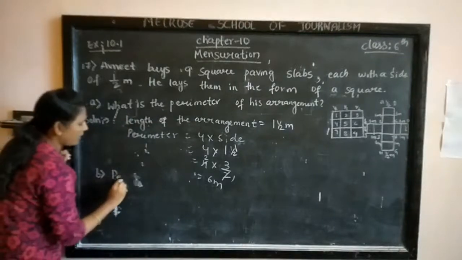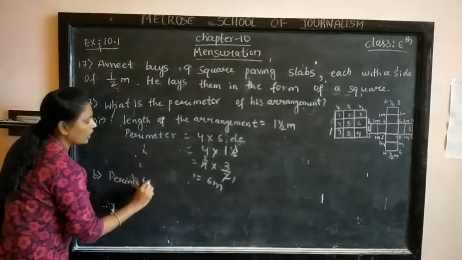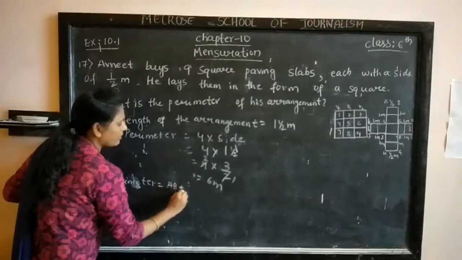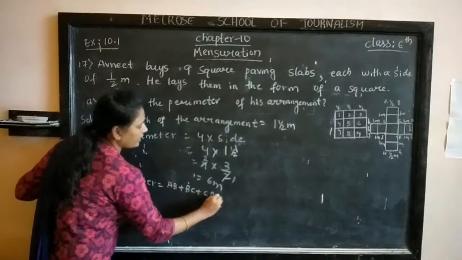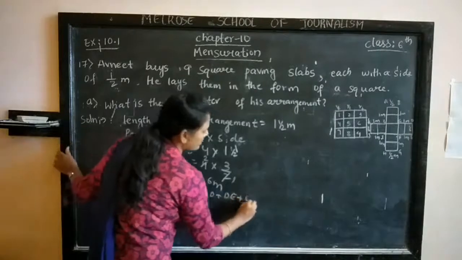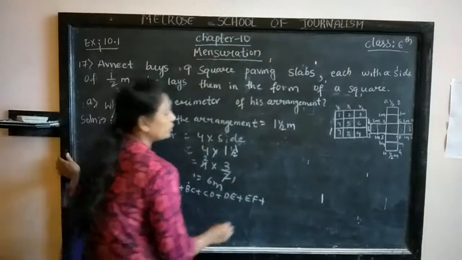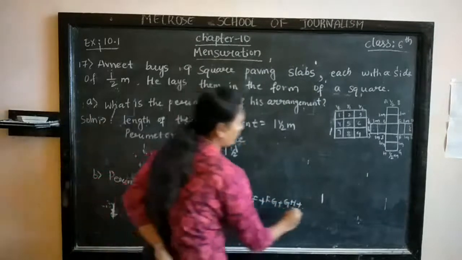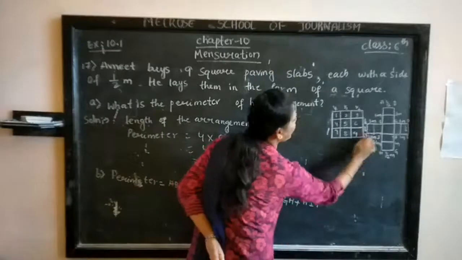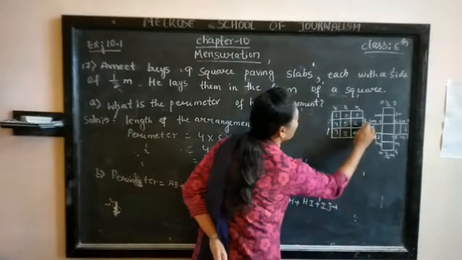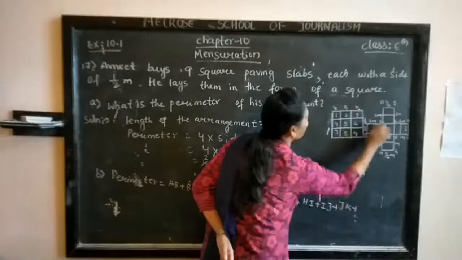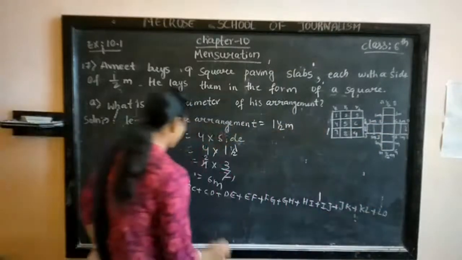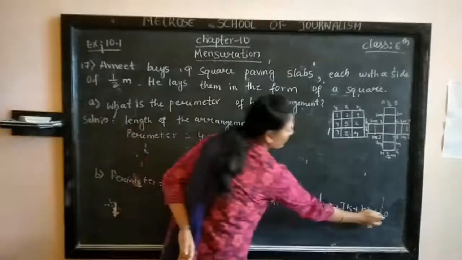How to find out? Perimeter is equal to, we need to add all the sides. First we start from A to B plus B to C plus C to D plus D to E plus E to F, again F to G, again G to H, again H to I, next I to J plus J to K plus K to L, next L to A. Where we have started? We have started from A, we have ended with A.